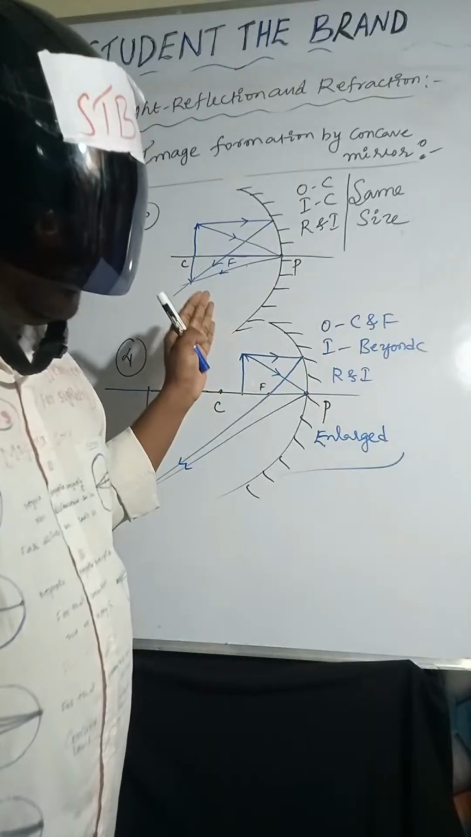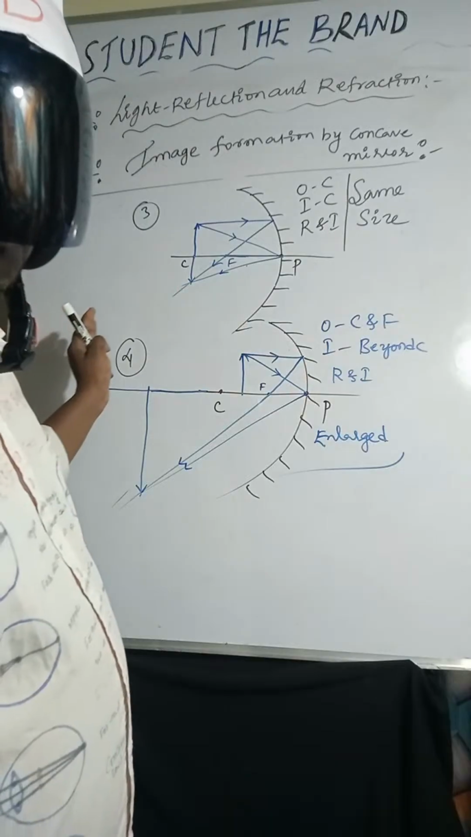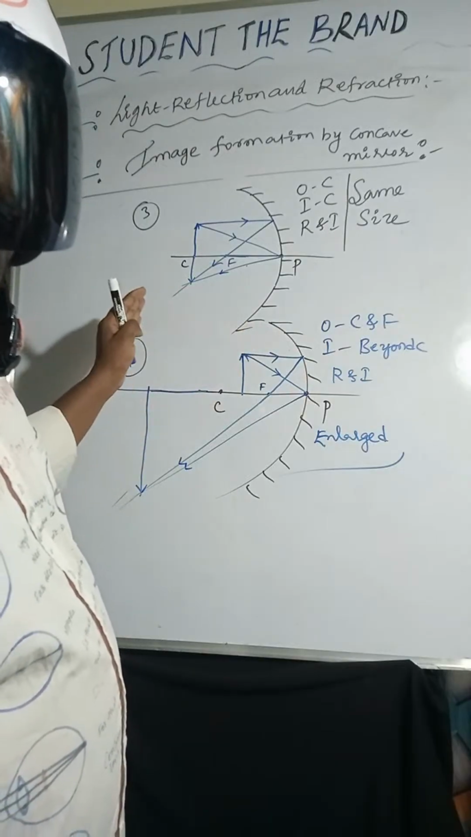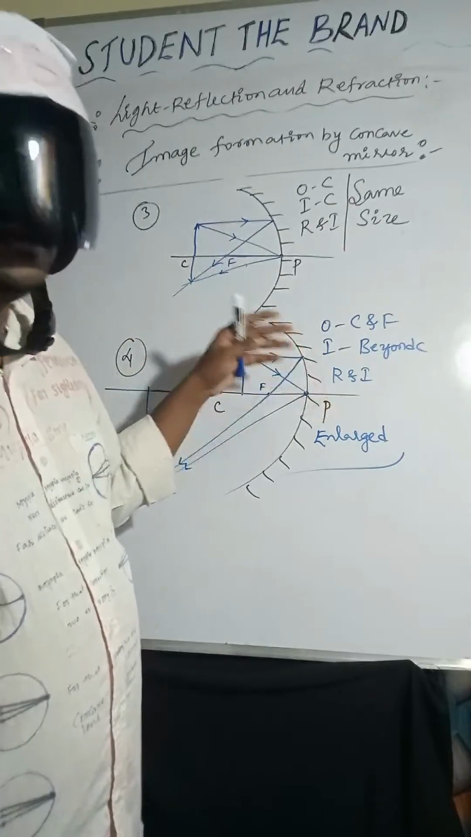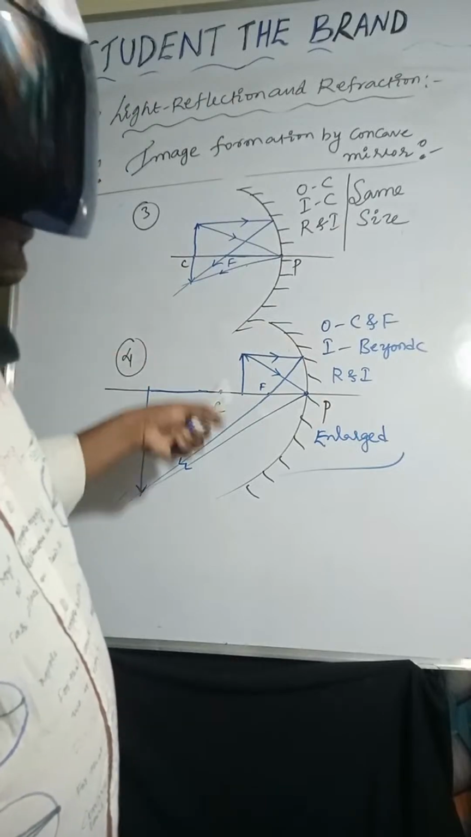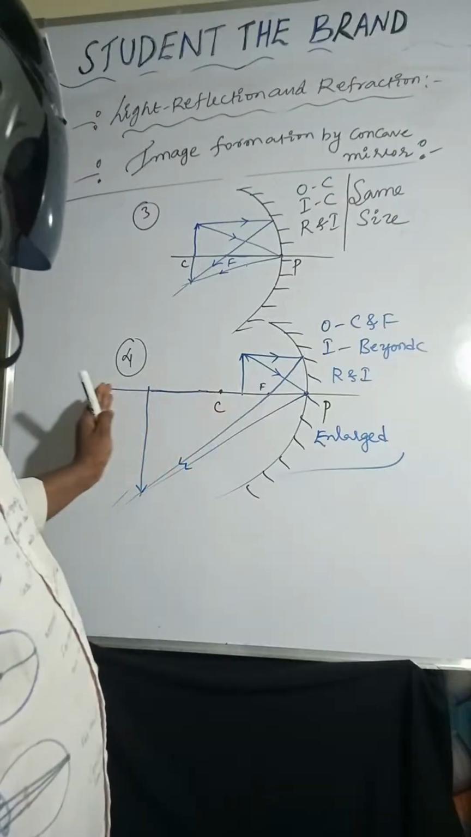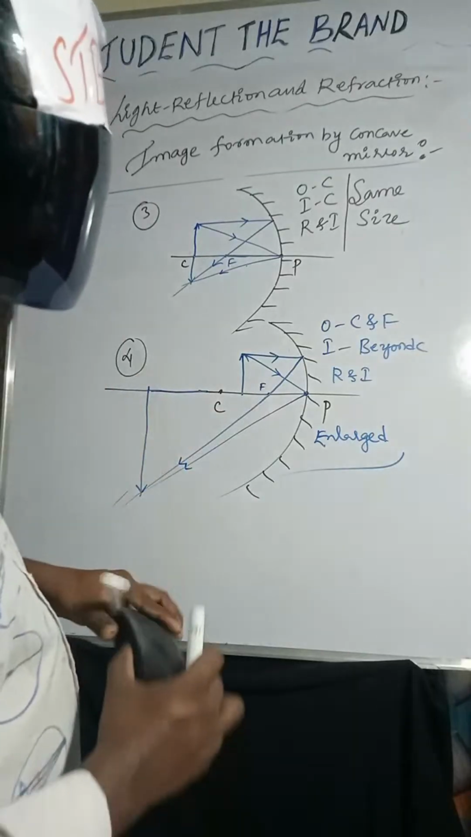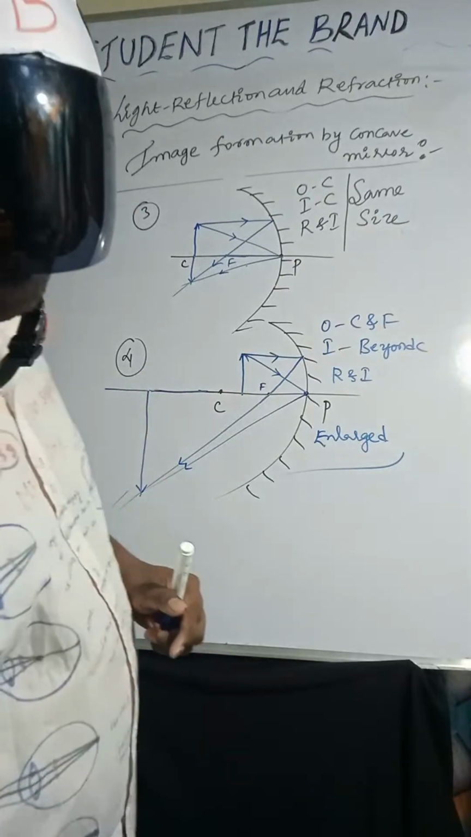Fourth case, the object is placed between C and F, and the image will form beyond the center of curvature. Enlarged image means that compared to the object, the image size is increased. So here the object is placed between C and F, the image will form beyond the center of curvature, and the nature of the image is real, inverted and enlarged.